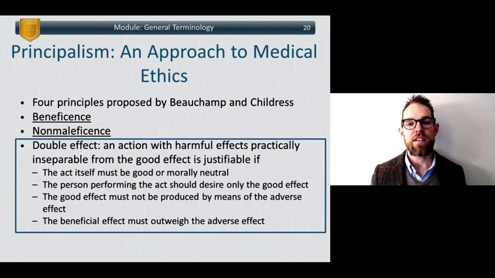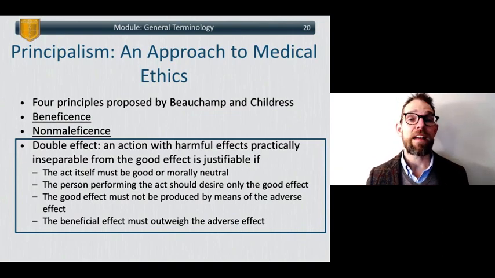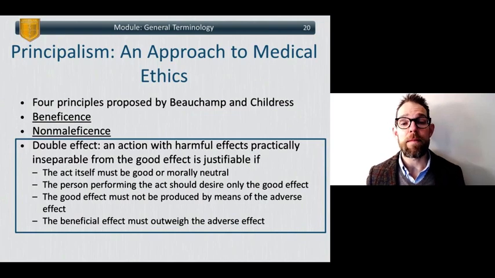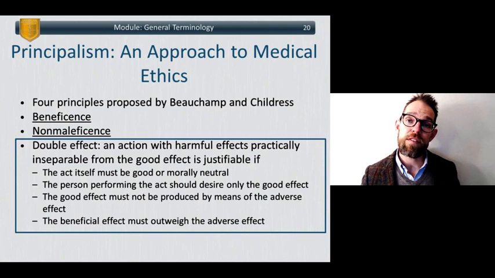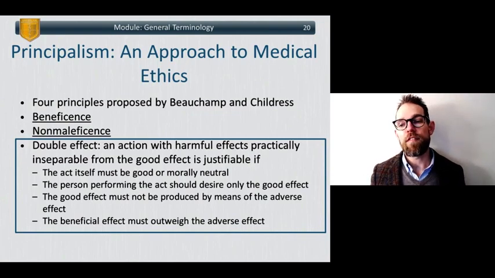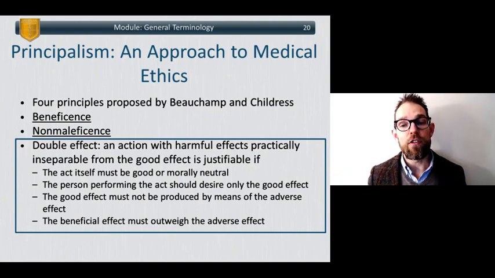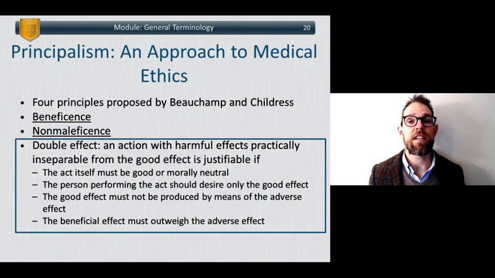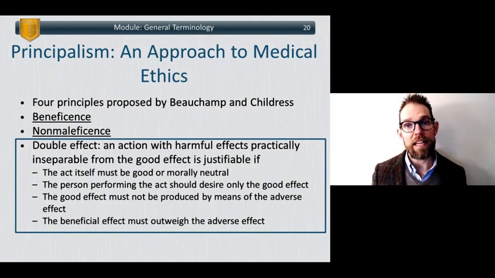So beneficence and non-maleficence. You want to benefit the patient and you don't want to hurt the patient. That goes back to our earlier statement on double effect. Double effect is an action where you've got some harmful effects, but they're practically inseparable from the good effects. And that is justifiable if the act itself that you're doing is good or morally neutral. So the act of giving this patient fentanyl and Ativan was a good act to relieve suffering.